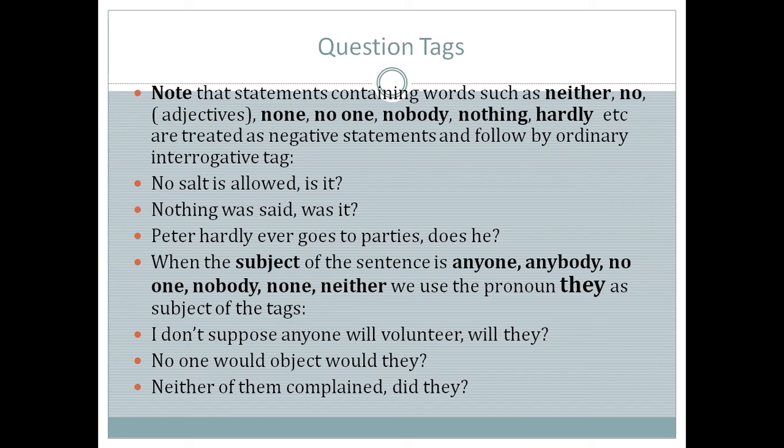When the subject of the sentence is anyone, anybody, no one, nobody, none, neither, we use the pronoun they as subject of the tags. I don't suppose anyone will volunteer, will they? So anyone, no one, anybody, instead of them, we use the pronoun they. No one would object, would they? Neither of them complained, did they?